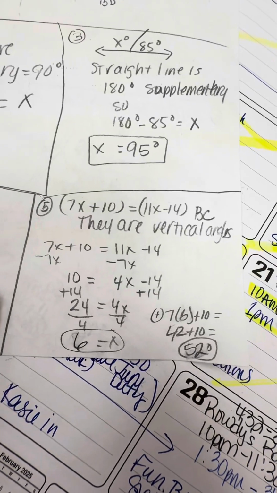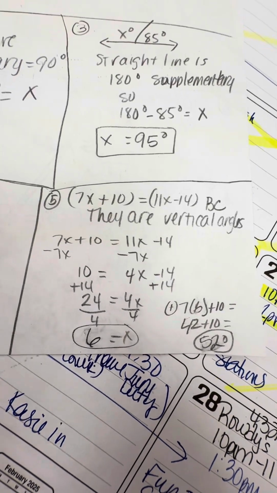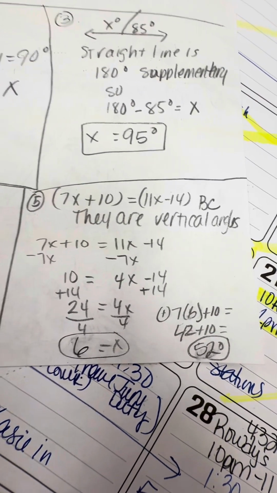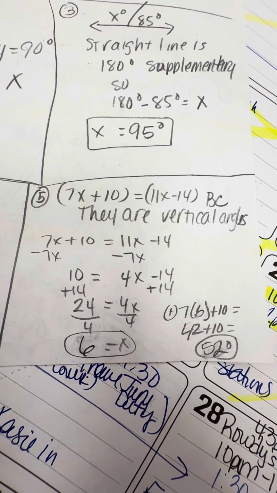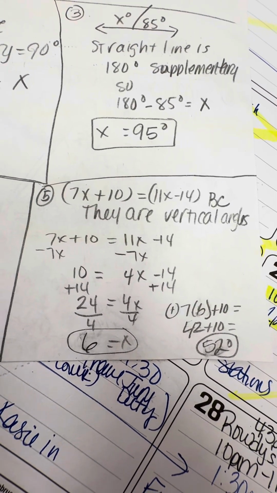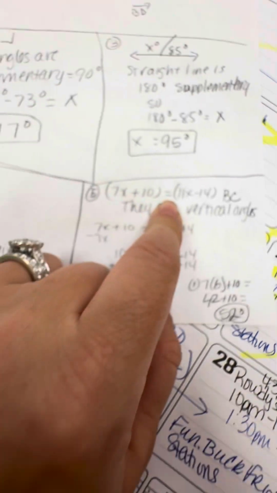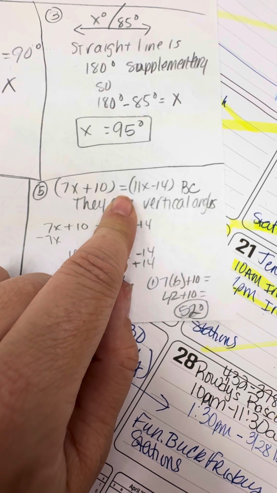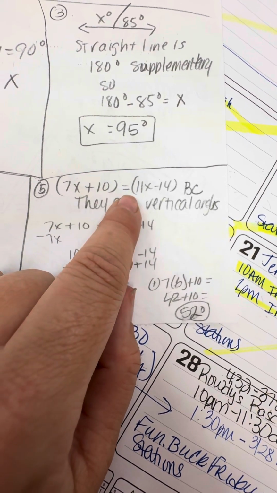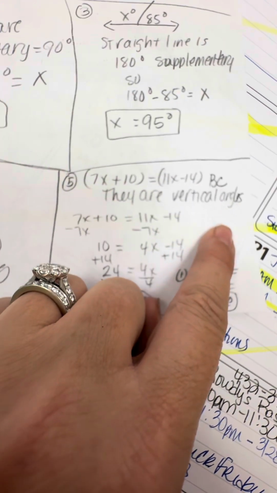Number 5. It tells you that the angles are vertical. We know that vertical angles are congruent or equal. She will have that on the board for the test. So if you see vertical angles or she tells you something is vertical, that means I am setting them equal to each other because vertical angles are congruent or equal. So we simply said 7x plus 10 equals 11x minus 14 because they are vertical angles.